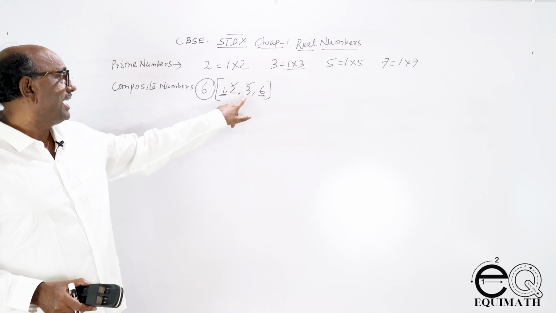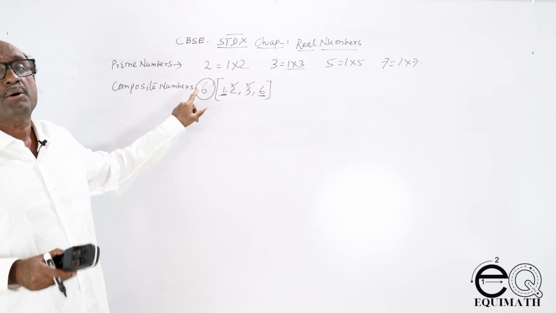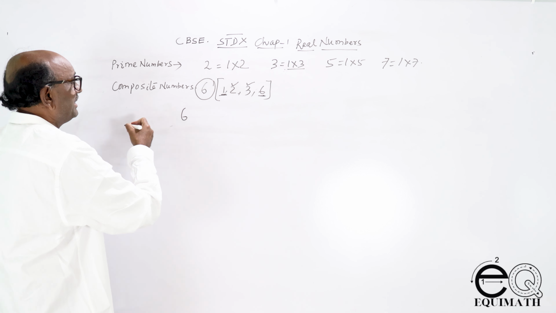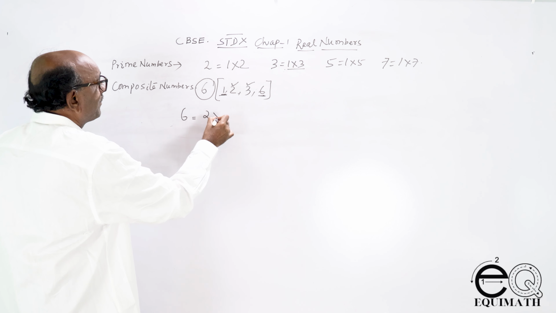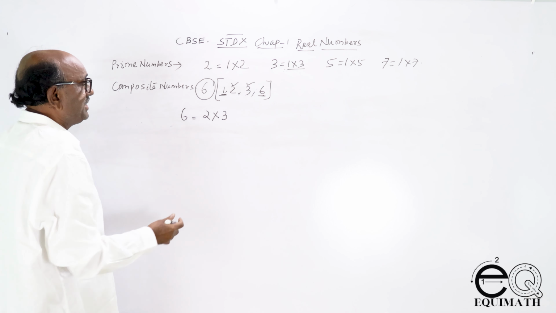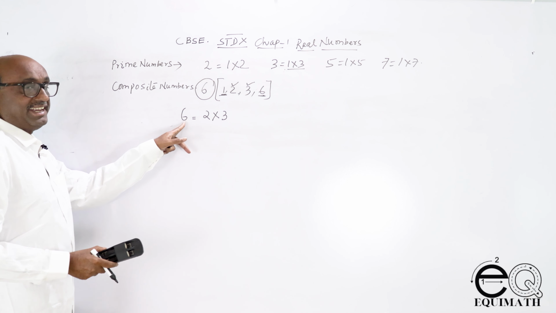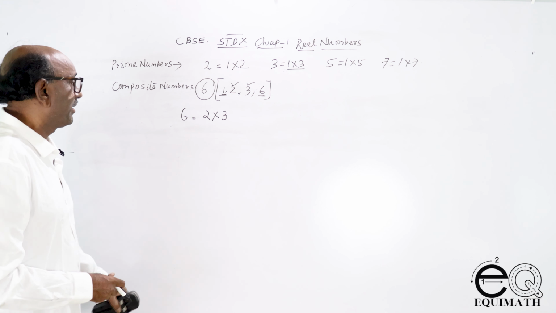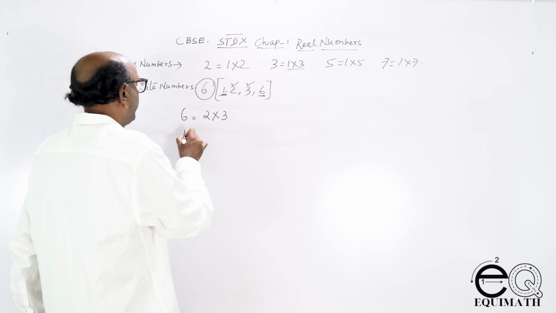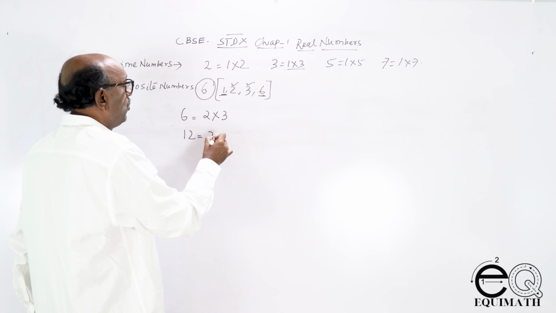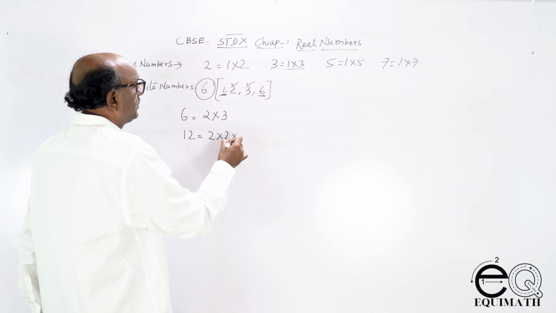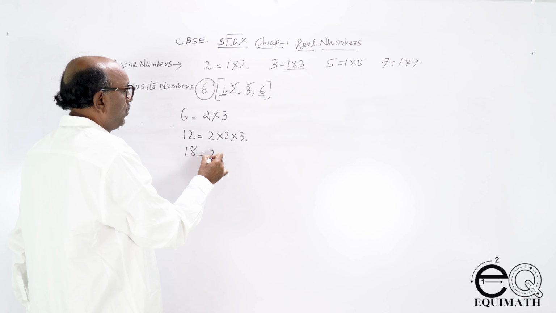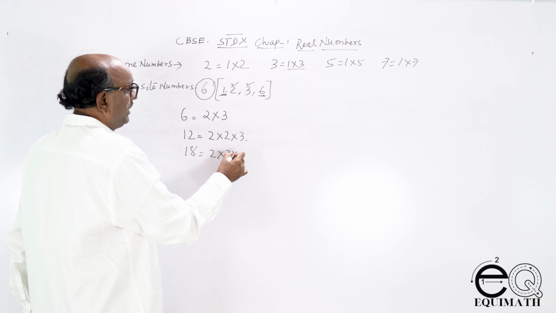If other factors are there, the number is known as a composite number. Take 6: I can write 2 into 3. This is known as the prime factorization of 6. 6 is a composite number and I can write it as 2 into 3. Suppose 12: I can write 2 into 2 into 3. Suppose 18: I can write 2 into 3 into 3.